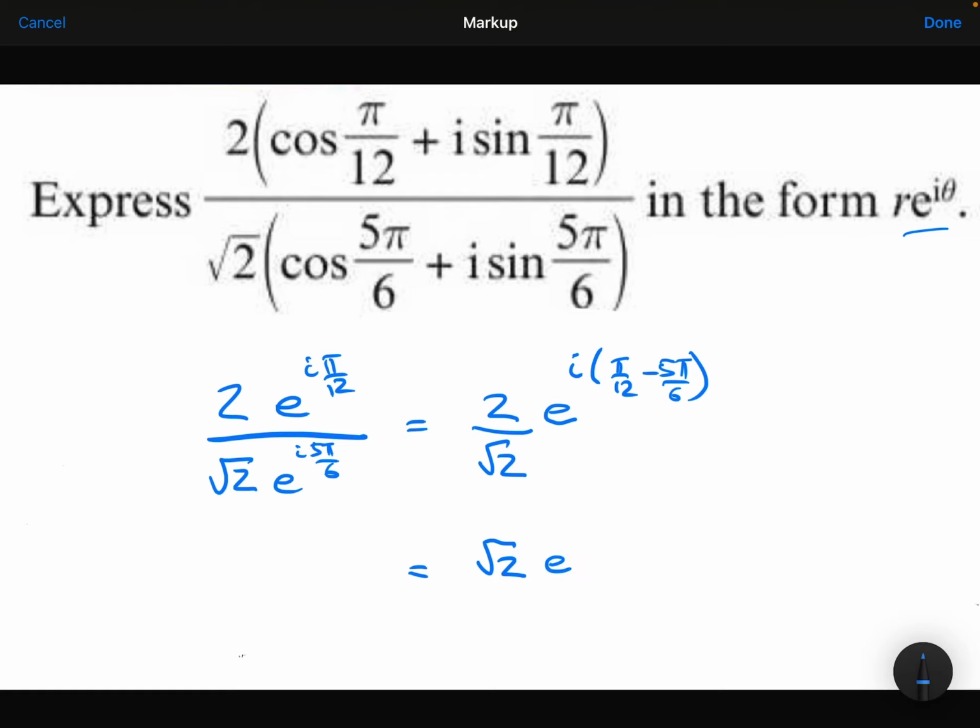And then the pi over 12 minus the 5 pi over 6 will give me minus 3 pi over 4. And that is my answer.